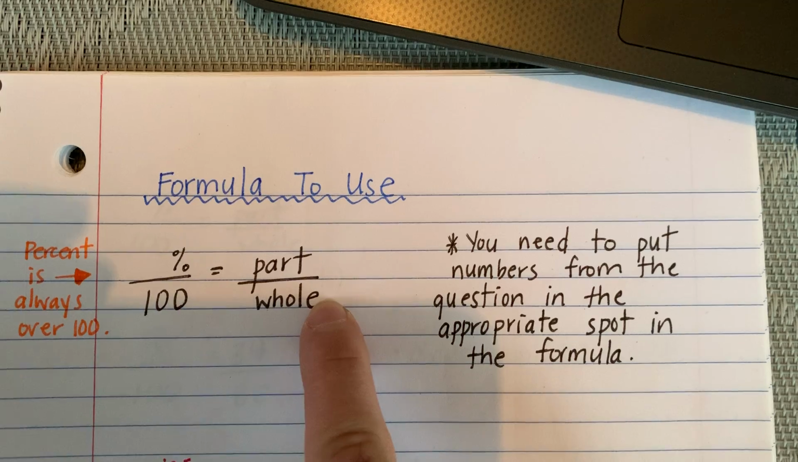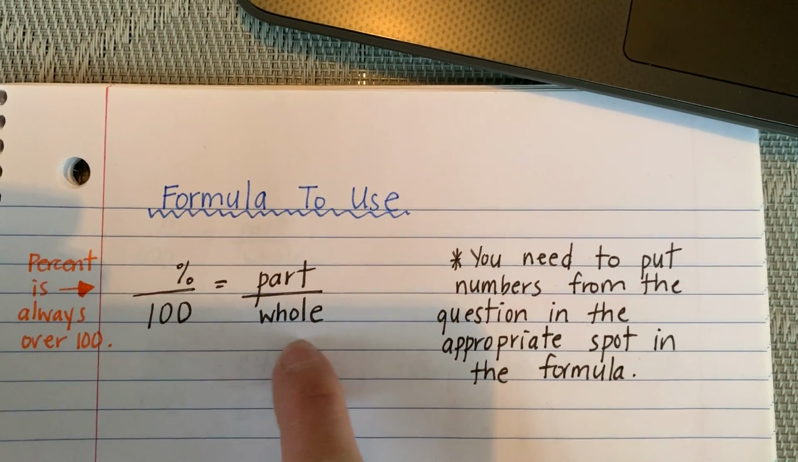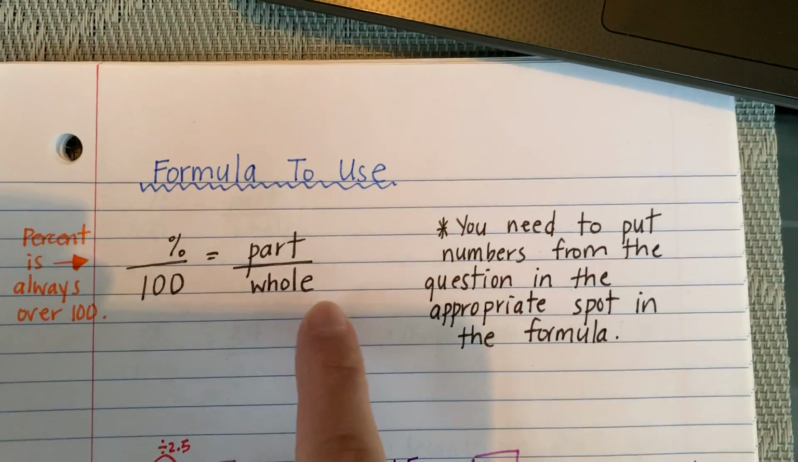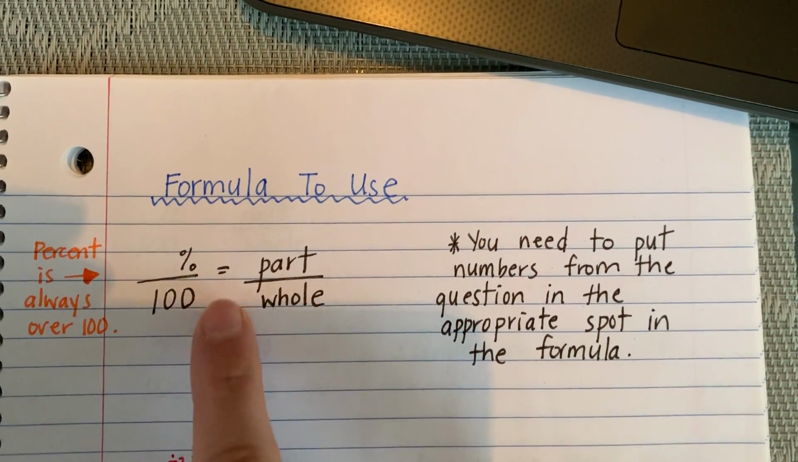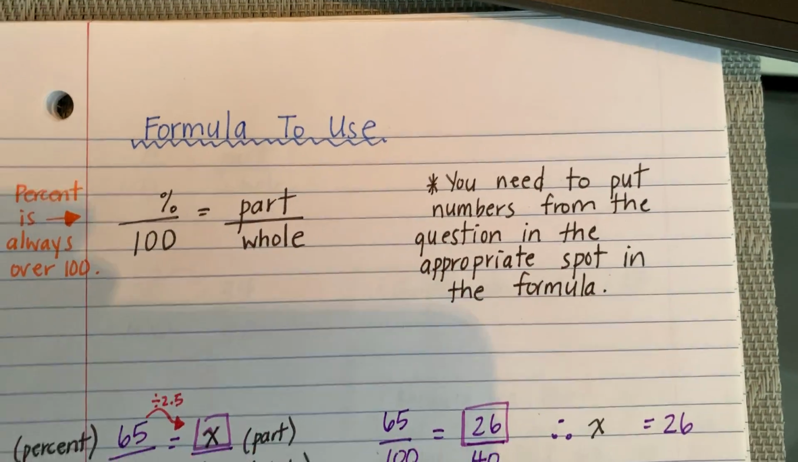So kind of look for those keywords, all together, total, to let you know what the whole is in the question. You need to make sure that you're putting your numbers in the correct spots in your formula, or else obviously it will not go as planned.